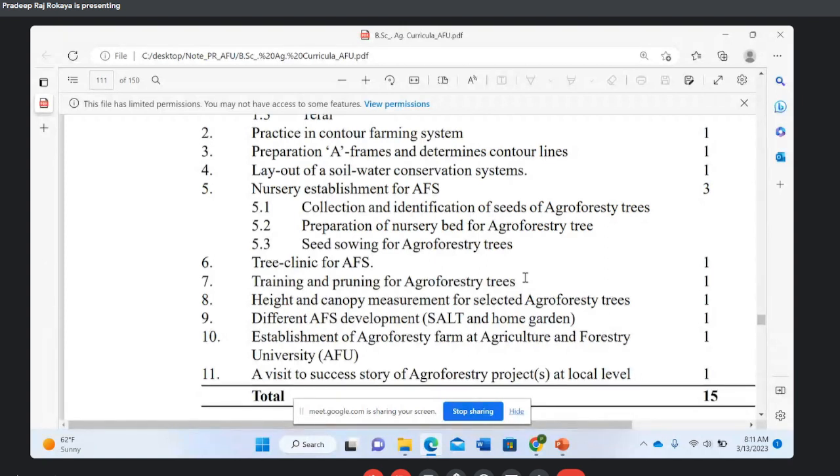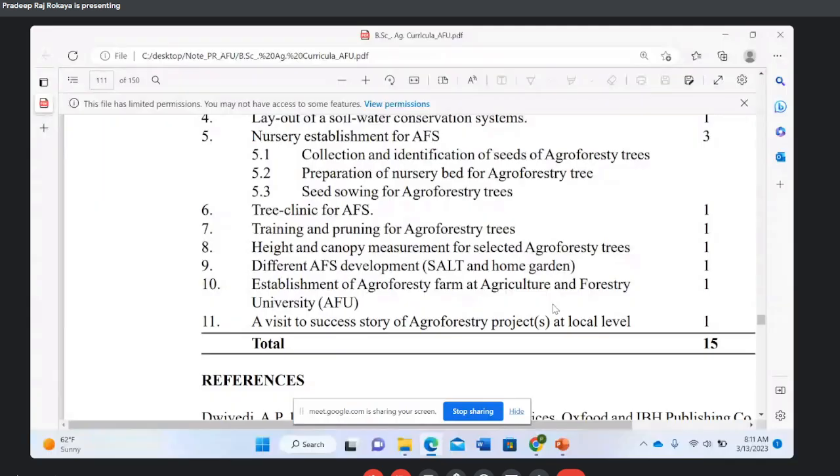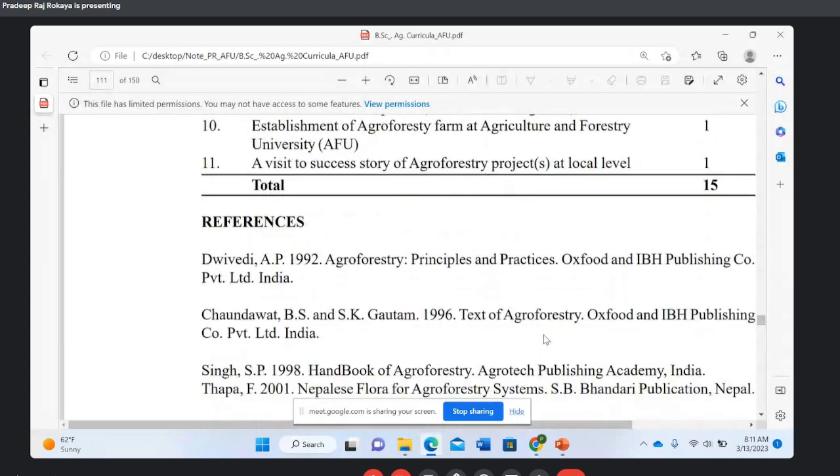6, tree clinic for agroforestry system. 7, training and pruning of agroforestry trees. 8, height and canopy measurement of selected agroforestry trees. 9, different agroforestry system development. Examples are SALT and home garden, sloping area agriculture land technology, shortly SALT, and home garden. 10, establishment of an agroforestry farm at Agriculture and Forestry University. 11, visit to a success story of an agroforestry project at local levels.